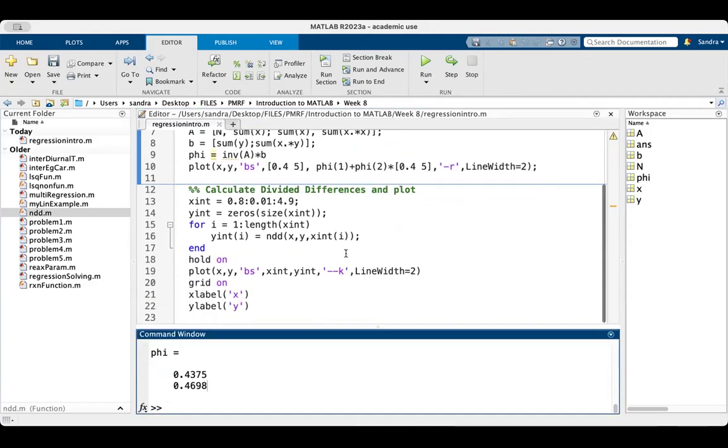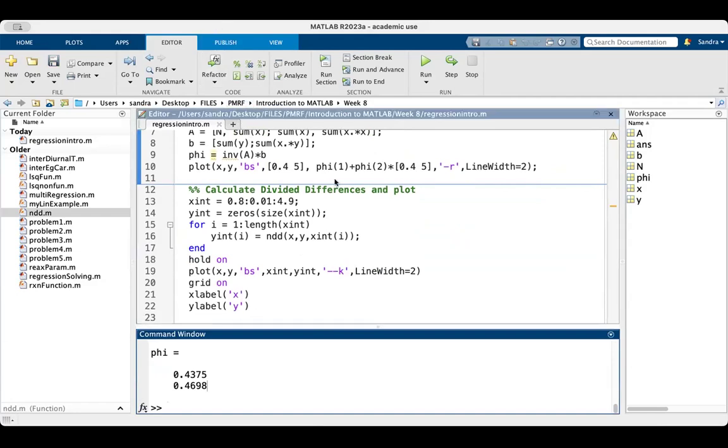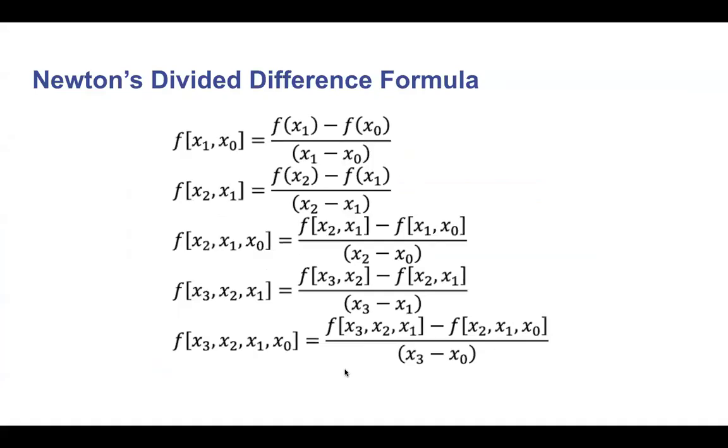Yes. Now the next method we are looking at is Newton's divided difference. When you see this formula, it might be a little overwhelming because there are a lot of equations, so let me give you a simple way to understand it. If we have f square bracket x1, x0, it means f of x1 minus f of x0 divided by the difference of these entries, that is x1 minus x0.